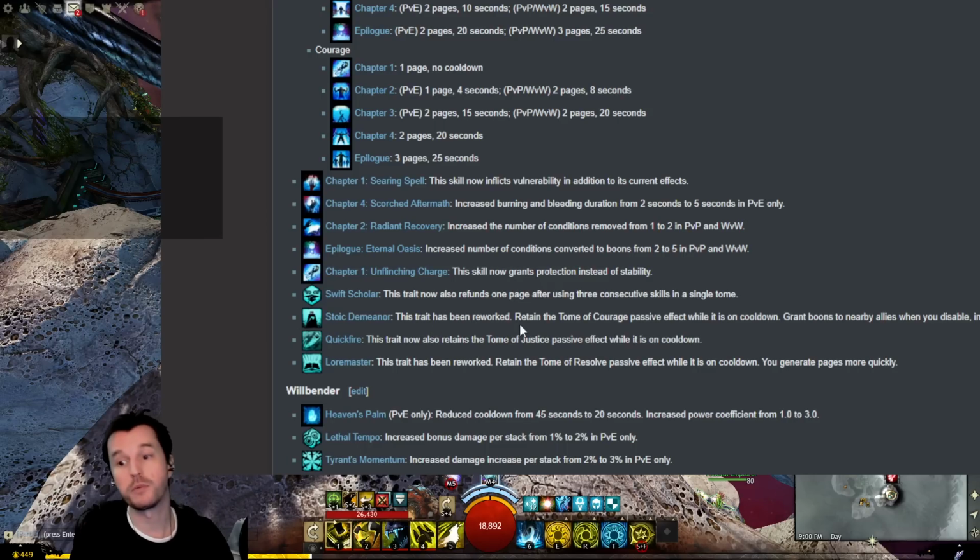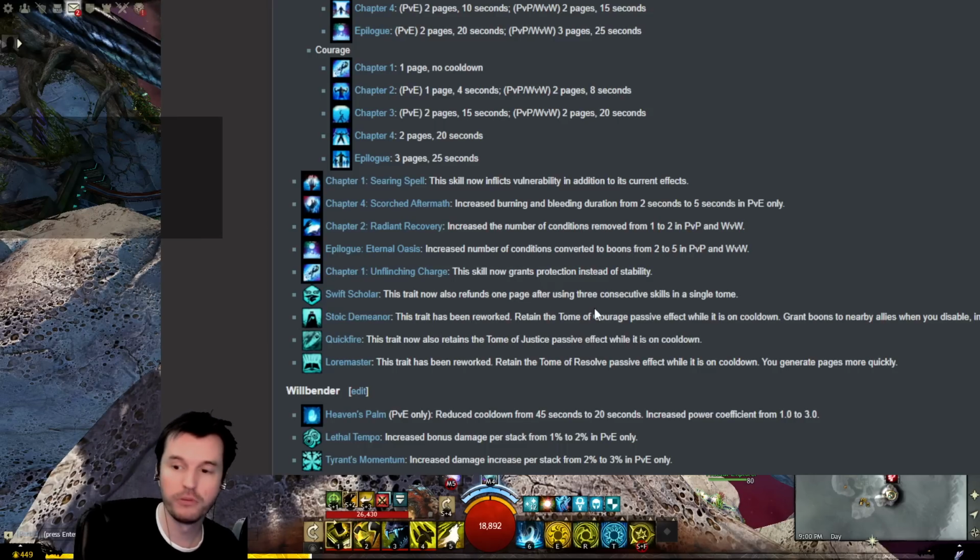Stoic Demeanor, this trait has been reworked. You retain the Tome of Courage passive effect while it's on cooldown. Grants boons to nearby allies when you disable, immobilize, or slow an enemy.